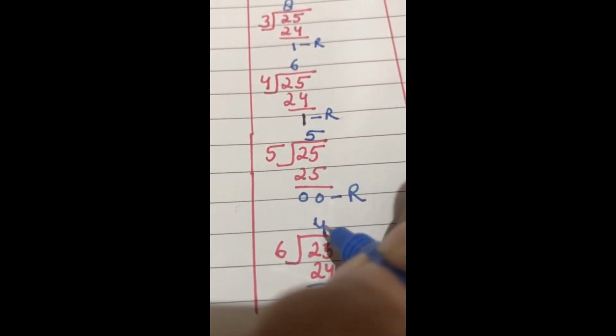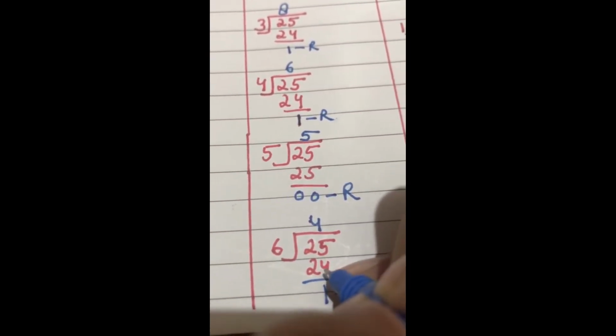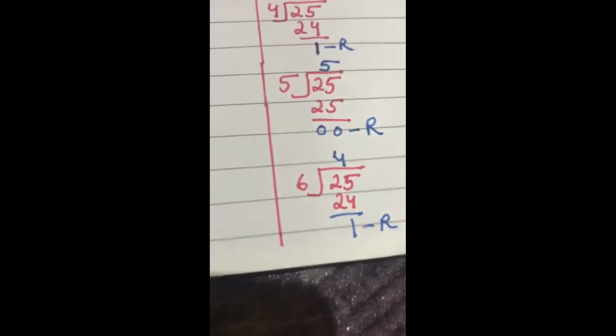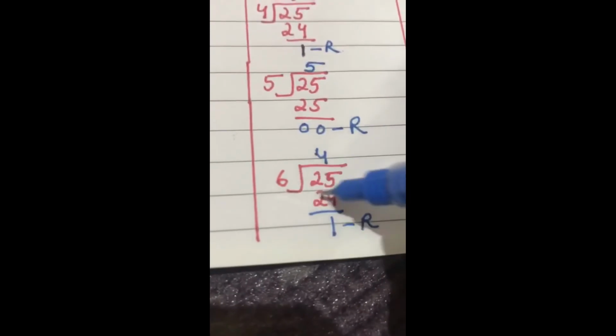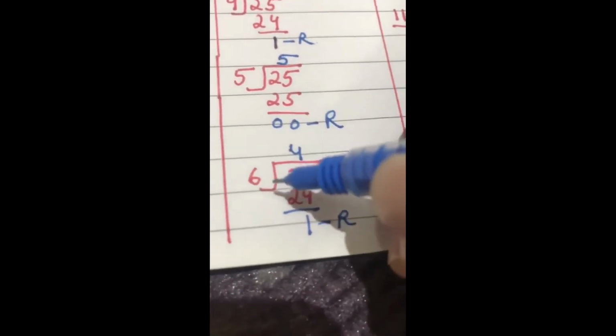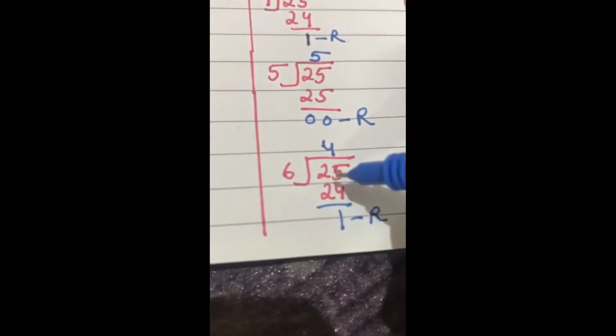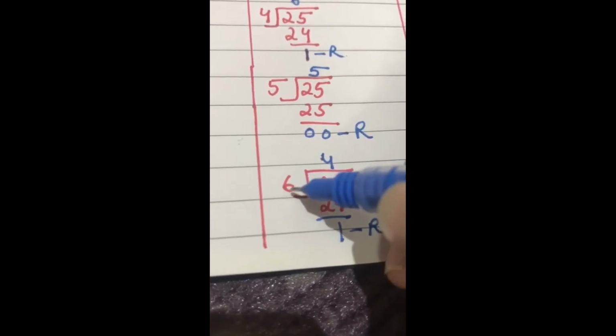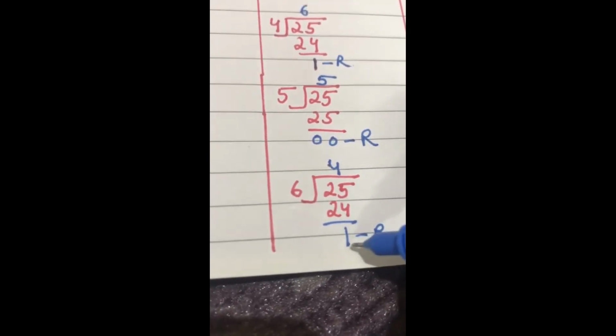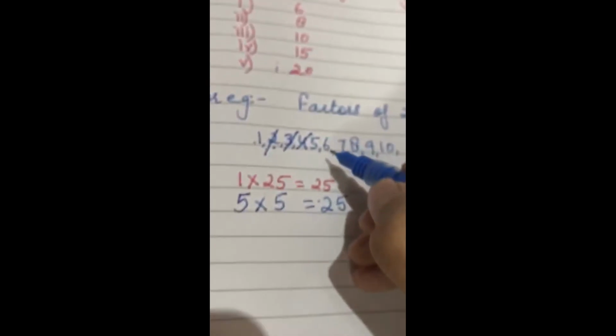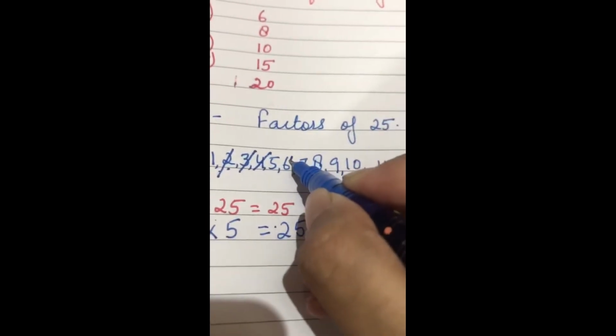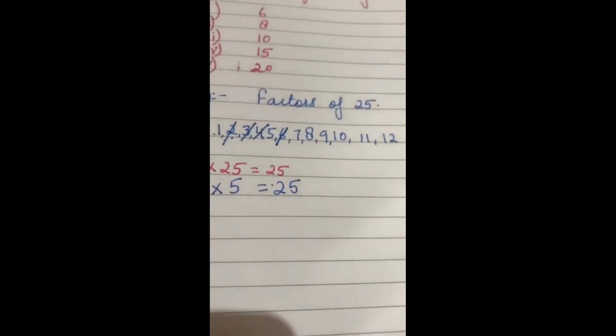6 into 4 will give you the answer 24, again not 25. Why? Because 25 doesn't come in the table of 6, right? So the nearest was 24. 6 4s are 24. Here the remainder is 1. So 6 is not a factor of 25.